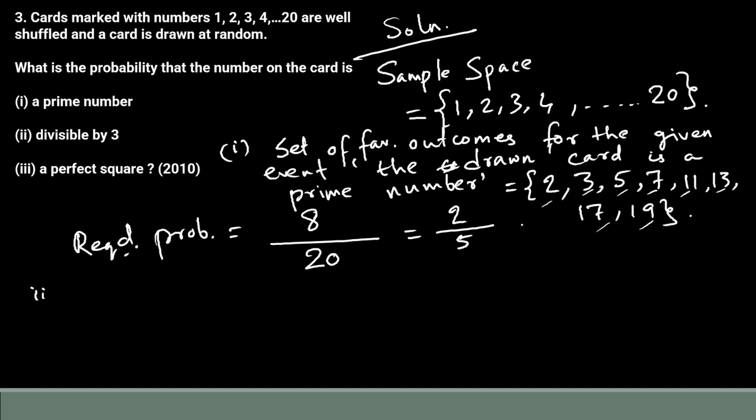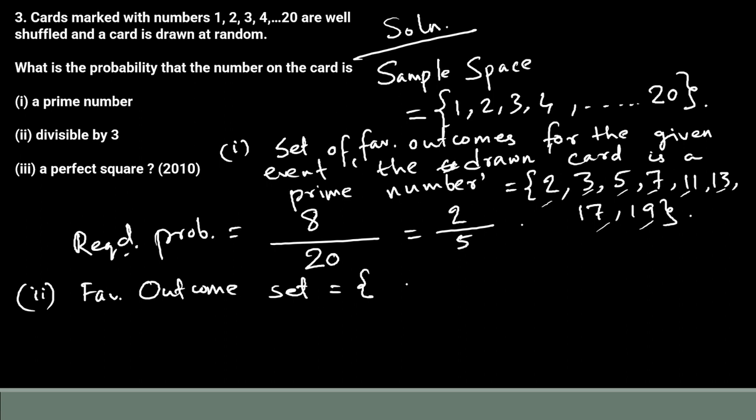Okay. So number 2, it is divisible by 3. So for that favorable outcome set, I'm just writing it like that. Set of favorable outcomes for the given event, the card is divisible by 3. If you have time, write it. If you don't have time and you're in a rush, then just write favorable outcome set, the set of favorable outcomes, that is fine. But please see time also, time also matters, right?